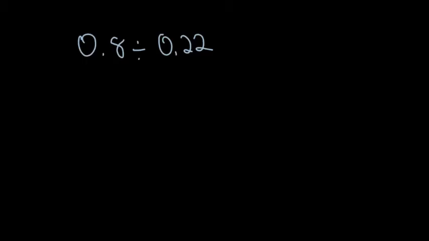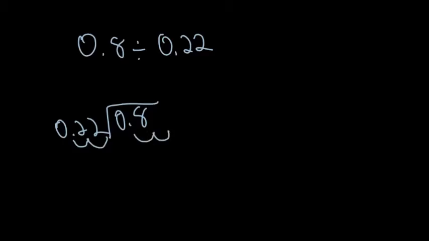Alright, let's do one more example. So in this one, I got 8 tenths divided by 22 hundredths. So the 8 tenths goes on the inside, and the 22 hundredths goes on the outside. So this time I got to move my decimal twice to get a whole number. So that would be 22. So I move it twice on the outside, move it twice on the inside. So that would be 80. So now I have 80 divided by 22.